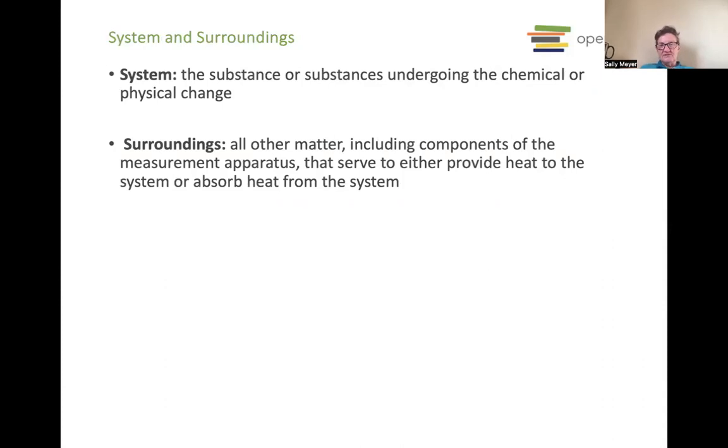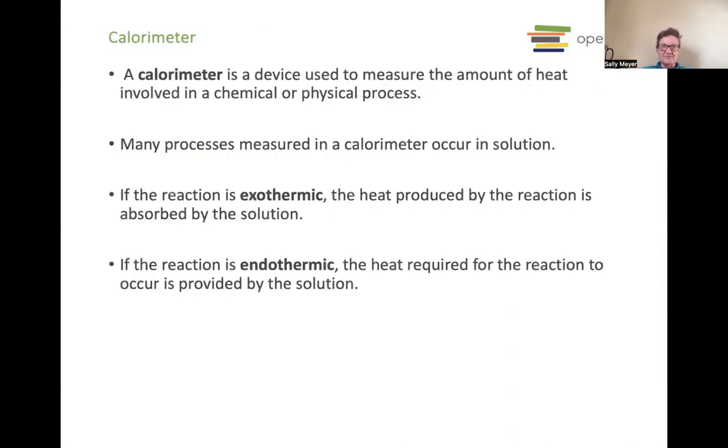So the substance or substances undergoing the chemical or physical change will be our system. The surroundings will be everything other than that, all the matter, including the components of the measurement apparatus that serve to either provide heat to the system or absorb heat from the system. So in a second, this will be really clear. A calorimeter is a device used to measure the amount of heat. Many processes measured in a calorimeter will occur in a solution. So if the reaction is exothermic, the heat produced by the reaction is absorbed by the solution. If the reaction is endothermic, taking place in that solution, the heat is going to be pulled out of the solution to go into the reaction.